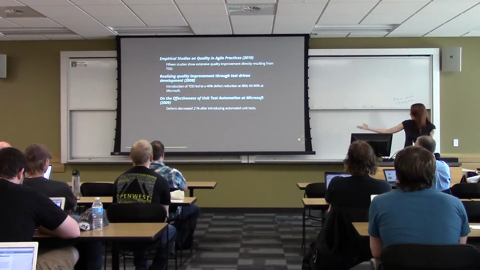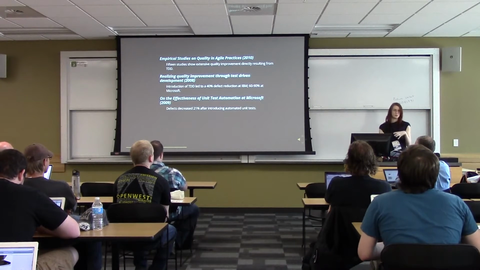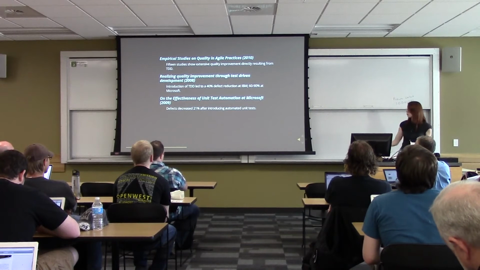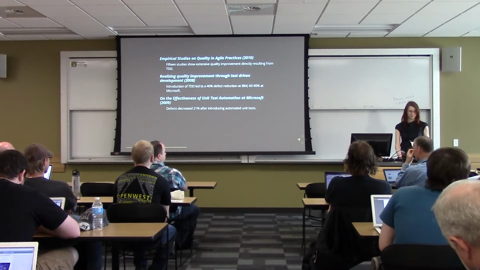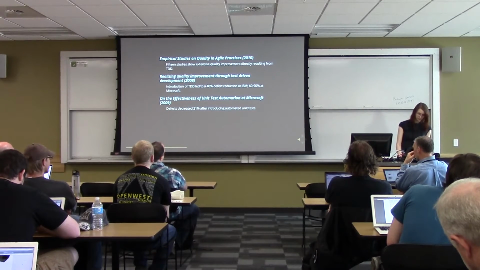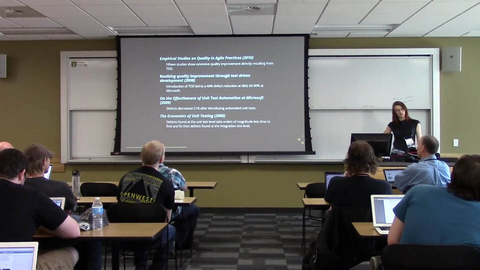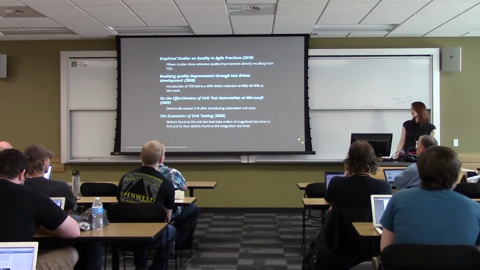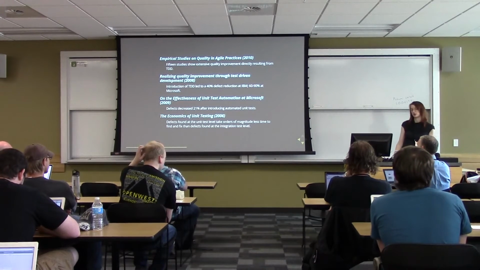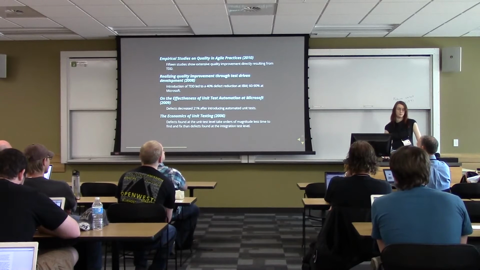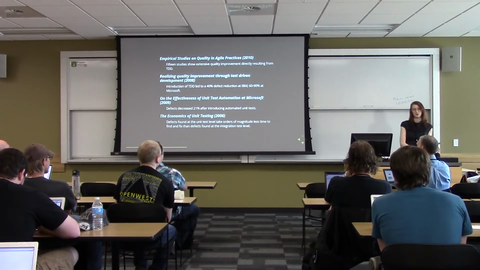This is another one. This is unit test automation now, not specifically TDD, just automated unit tests. 21% defect reduction after introducing automated testing at Microsoft. And this is the one that you go to your boss with. Defects found at the unit test level are cheaper to fix, but exponentially cheaper to fix. So if you have the option to do that, do it.